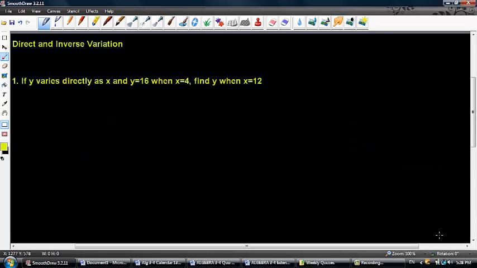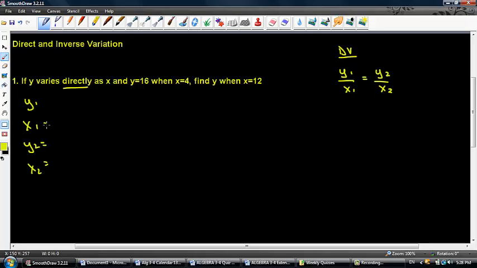The next topic on your quiz is going to be inverse and direct variation. A couple things you guys have got to remember. The direct variation model is y sub 1 over x sub 1 equals y sub 2 over x sub 2. Since we're dealing with direct variation in problem 1, this is the model we're going to use. We're going to identify all of our parts, y sub 1, x sub 1, y sub 2, x sub 2, and find out what we're going to solve for.